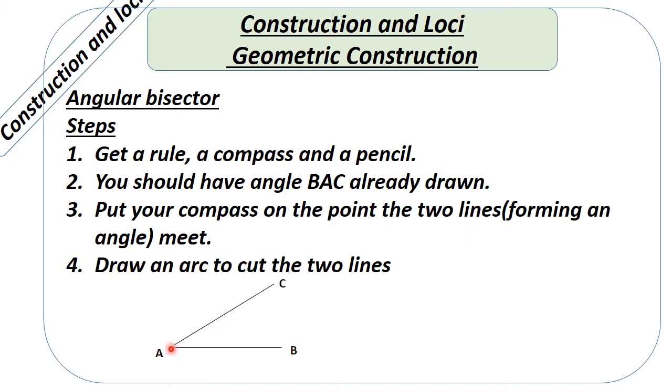So you put your compass here where your angle is, or where the 2 lines that form an angle meet. Then you draw an arc to cut the 2 lines. So you draw an arc of whatever length, but it should cut the 2 lines. So like this. So this arc has cut here and here.